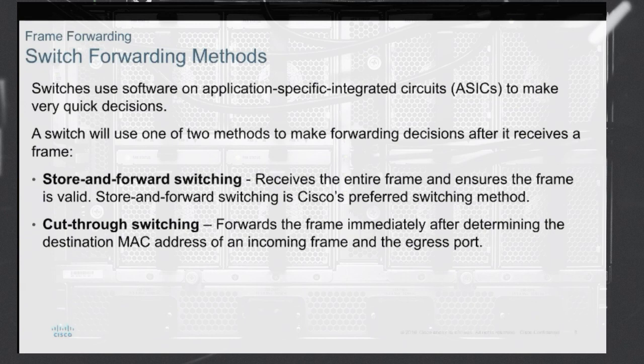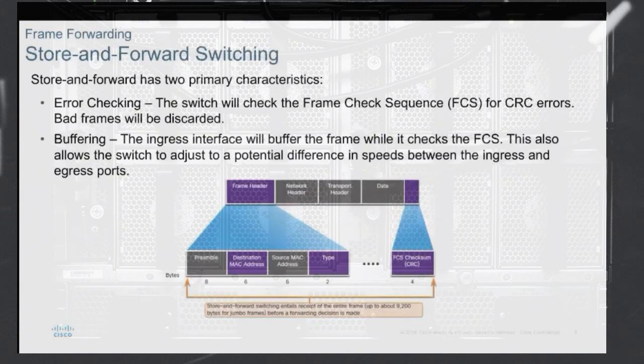One more thing to note here is that store and forward will also eliminate runts and giants. How does it do that? We'll discuss as we move along. As I was saying, store and forward switching does error checking and buffering. So it has two primary characteristics.